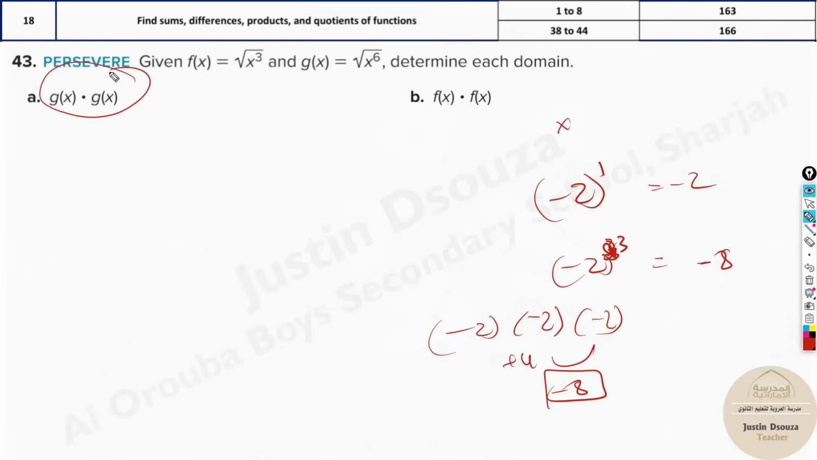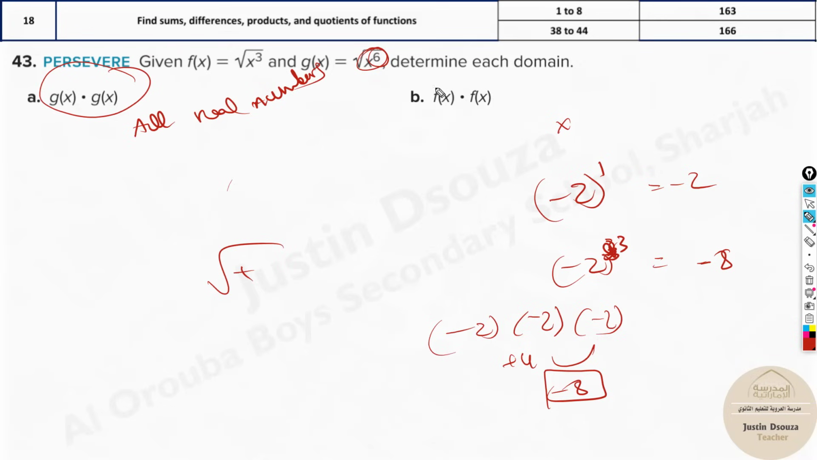So the first domain, since it's having an even power, is all real numbers. The domain is all real numbers because whichever, minus or positive, because of this even power, it will only become positive. So here all real numbers are possible.